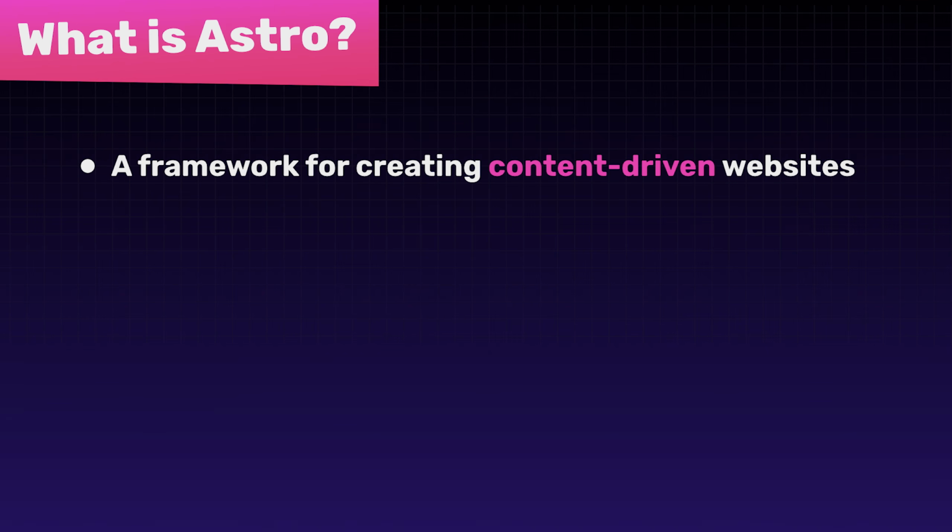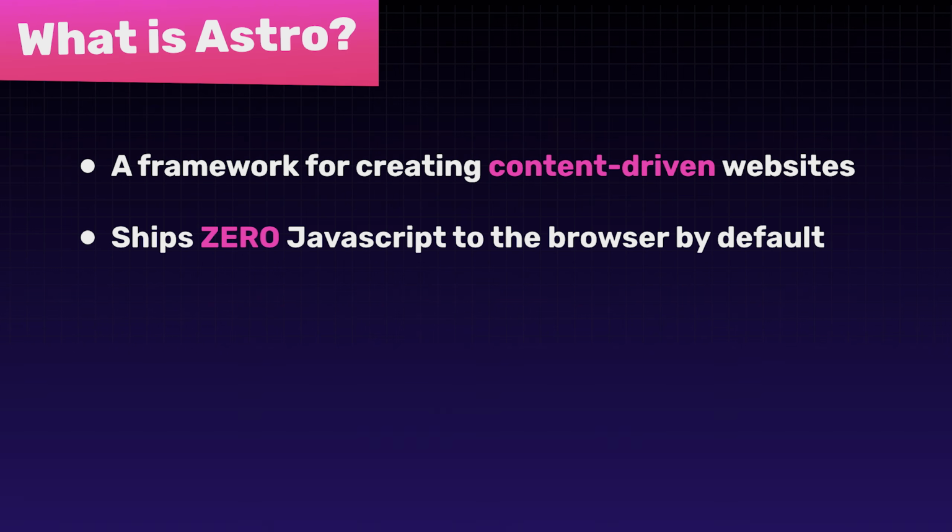So very quickly, first of all, what is Astro? Well, put simply, Astro, in its own words, is a framework for creating content-driven websites, and that might sound similar to other frameworks like Next or Nuxt, but where Astro sets itself apart is in performance and speed, because by default, it doesn't ship any JavaScript to the browser.